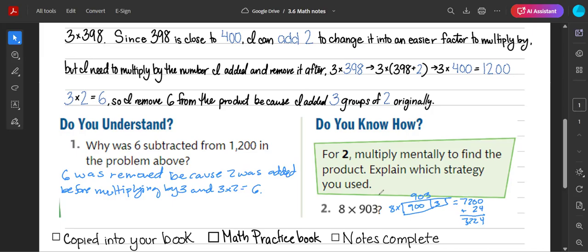Go ahead and start working on your independent practice and your problem solving on the back. But please make sure that you write your answers neatly. And of course, complete all of the questions.